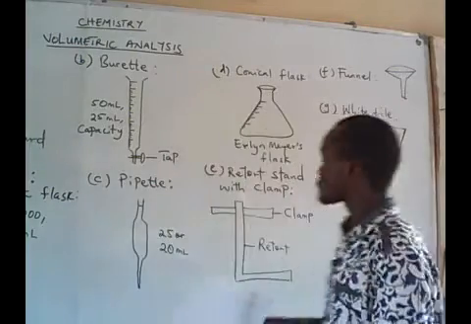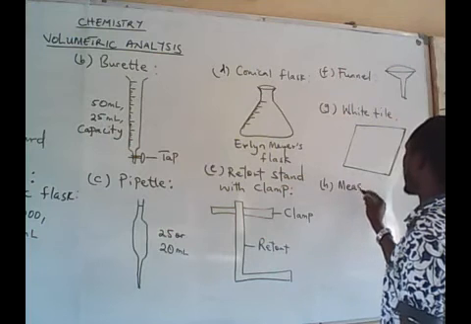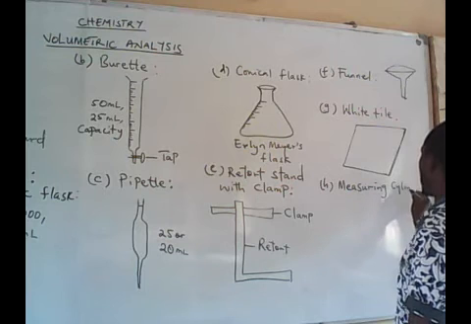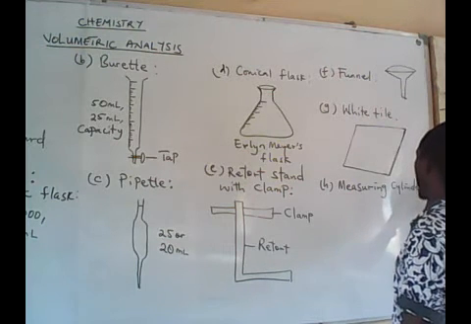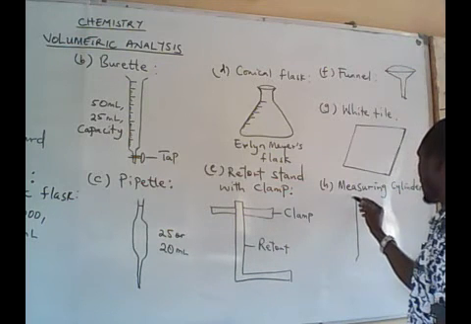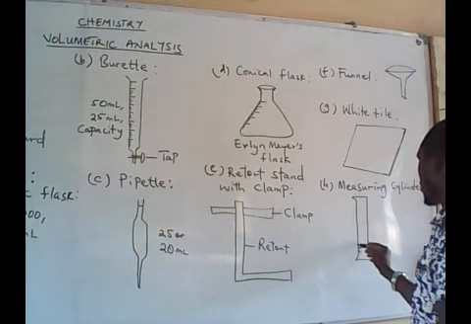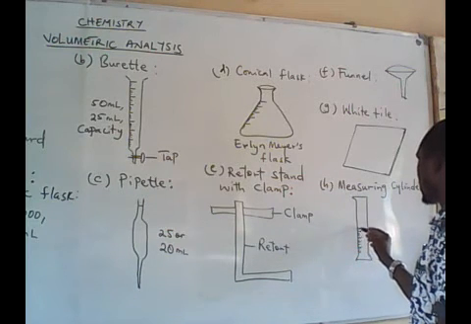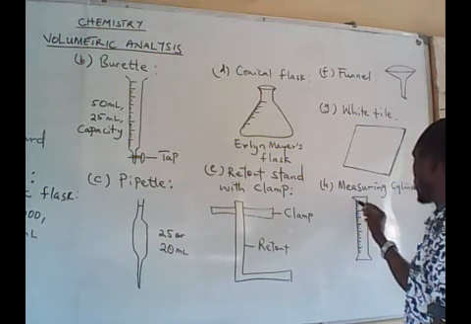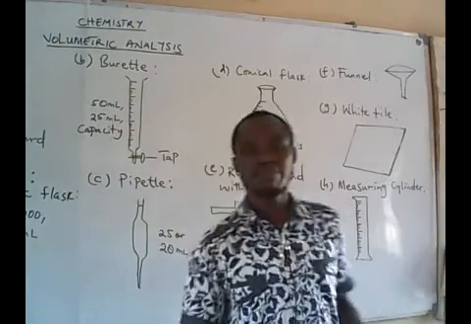Then we have the measuring cylinder. The measuring cylinder looks exactly like this. Okay. And it is also graduated. It is of different capacity depending on the volume of solution you want to measure. Are we together? So that is the measuring cylinder.